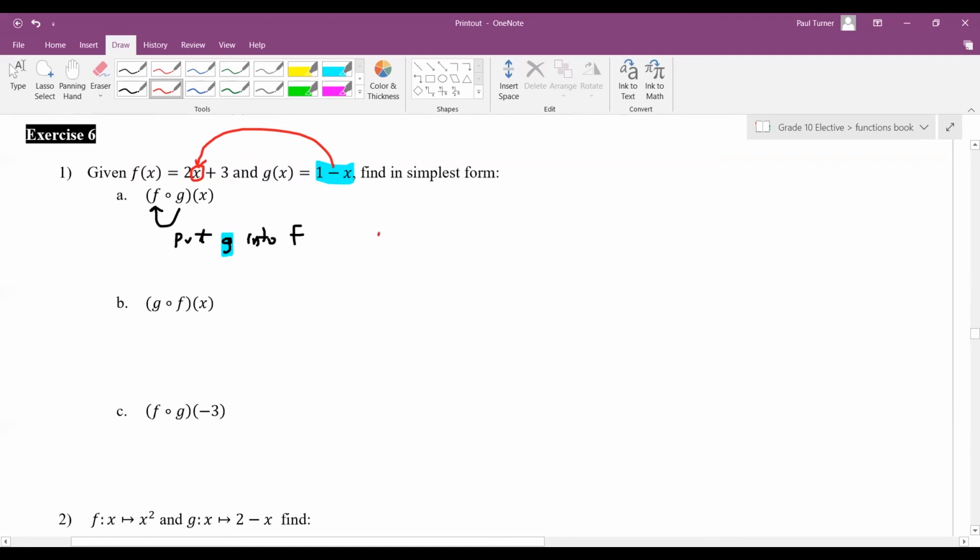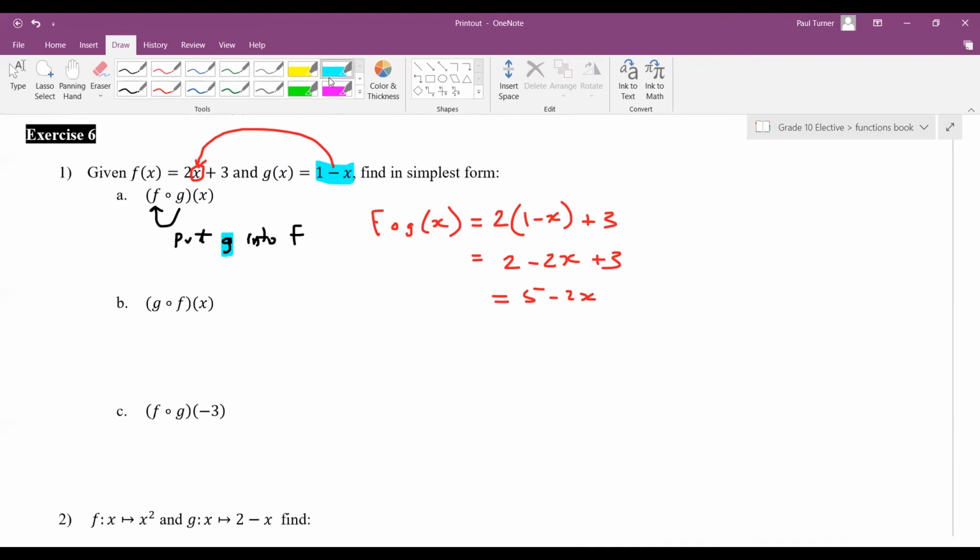So f of g, you're going to do the rest yourself. So f of g will be 2 times (1 minus x). That's your g function being put in, and plus 3. So that's going to be 2 minus 2x plus 3, 5 minus 2x, finished. You do B and C. Can you do them and see what they come up like? Answer key in the back. So that's your answer for that one. Can you copy that?